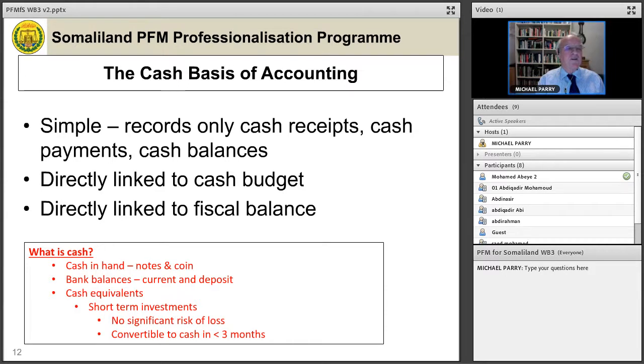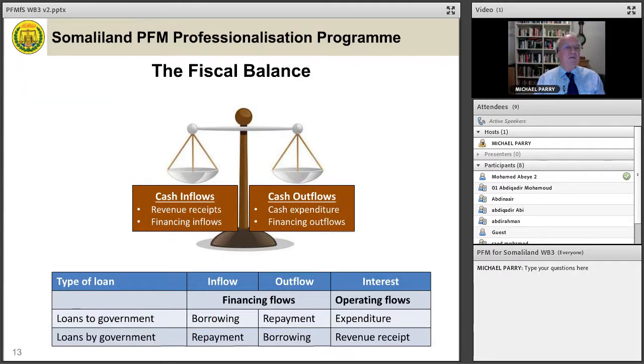And the second point is that cash basis of accounting is directly related to a cash budget. Now, this is something we'll talk a bit more about, but budgets are normally kept on a cash basis. They predict cash inflows and cash outflows. And since the cash basis of accounting is also on a cash basis, it gives you a direct linkage. And also, cash is linked to the fiscal balance.